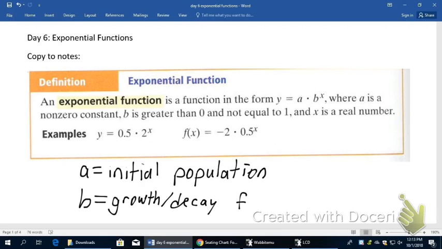So these functions get used for populations, and you can be talking about population of animals or people. You could also be talking about populations of money or even radioactive isotopes. So we're going to see a lot of different things happening with these functions on the next lesson.